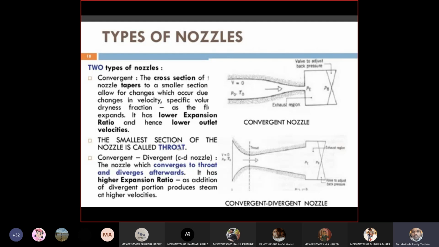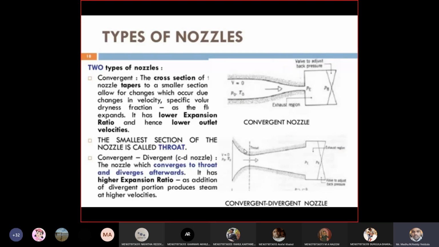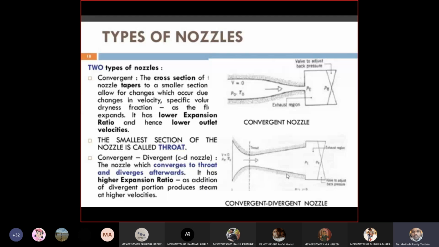Whereas in the case of a convergent-divergent nozzle, this is the convergent portion, and here the area is minimum; this is the throat. The area then increases; this is the divergent portion. When the steam passes through the convergent portion, due to the decrease in area, the velocity increases. As compared to the convergent nozzle, in the convergent-divergent nozzle we get a higher expansion ratio due to the divergent portion, therefore we get high velocity steam.